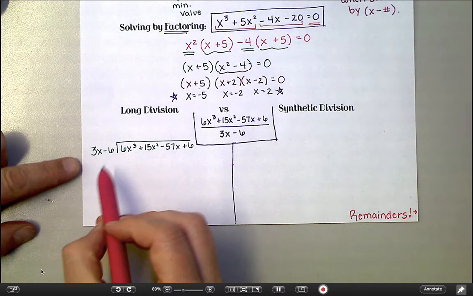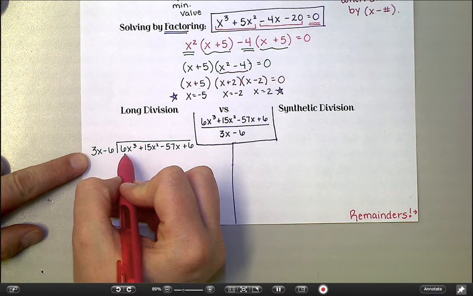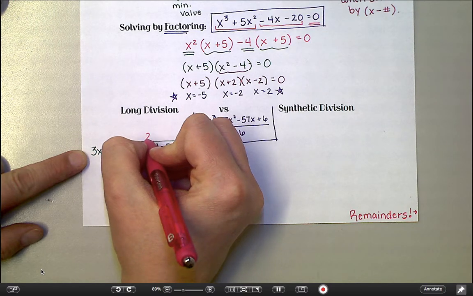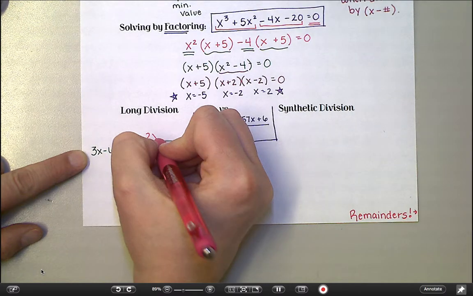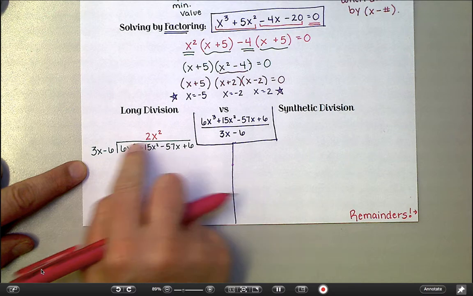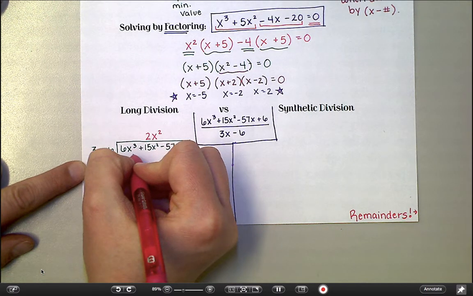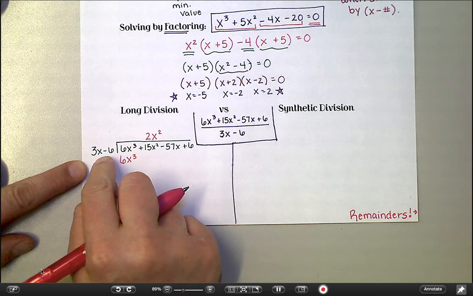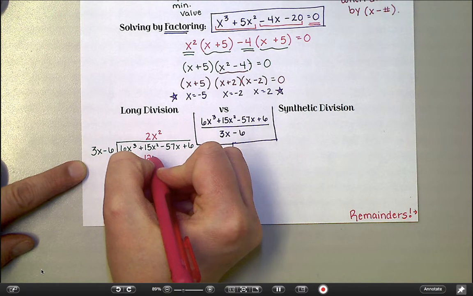Okay, so the first question I'm asking myself is 3x times what would give me 6x cubed? Well, I know I'm going to need a 2, right? Because 3 times 2 will give me 6. And then x to x cubed, I would need an x squared to make that happen. And now what I'm doing is 2x squared times 3x. That makes 6x cubed. It should make 6x cubed because that's how we set it up. And then I'm going to do 2x squared times negative 6, which gives me negative 12x squared.